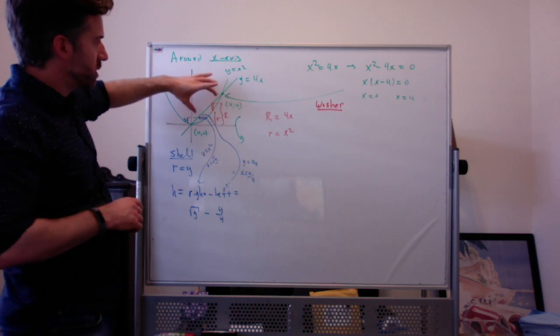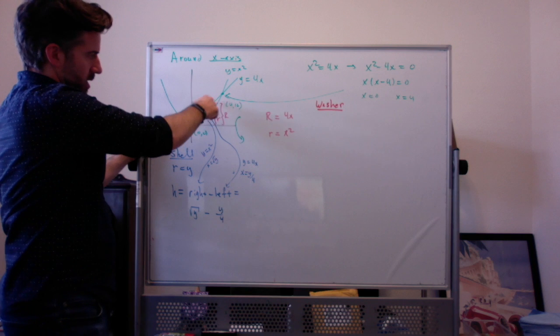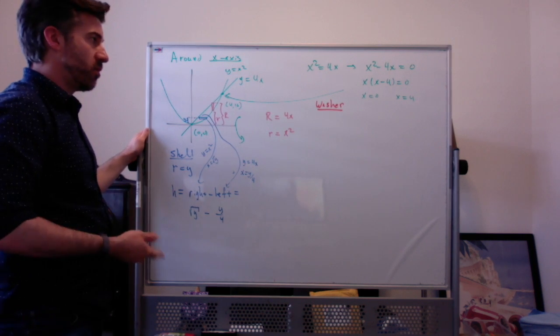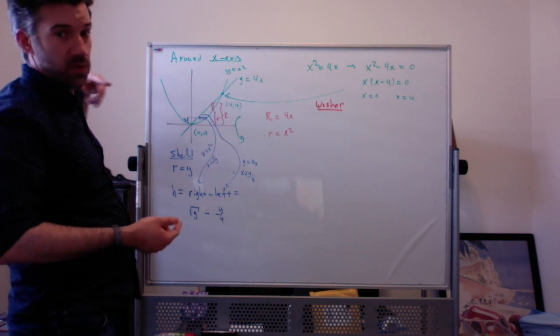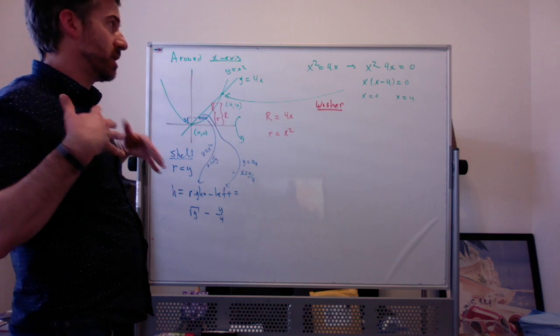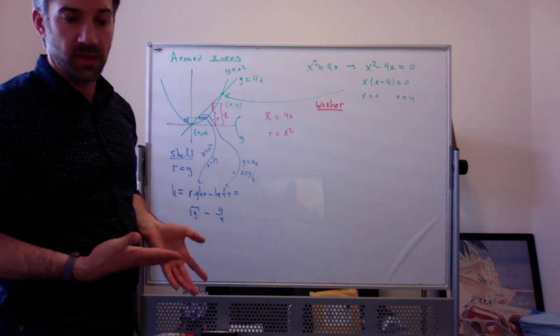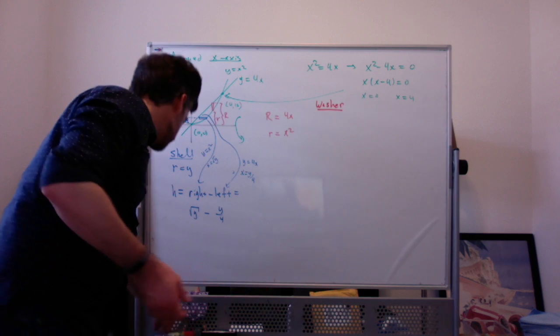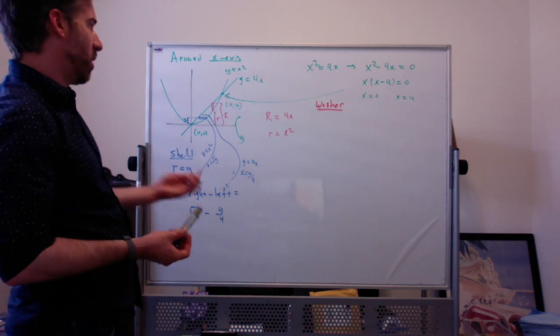We want to take the region bounded by them, which is right in here, and revolve it around the x-axis on this side. We'll do the y-axis on the other side. And we want to talk about how you could either use the shell or the washer method to calculate that. So first let's talk about the washer method.